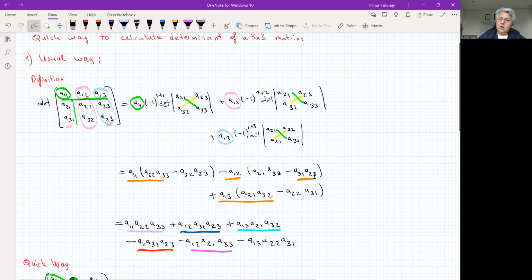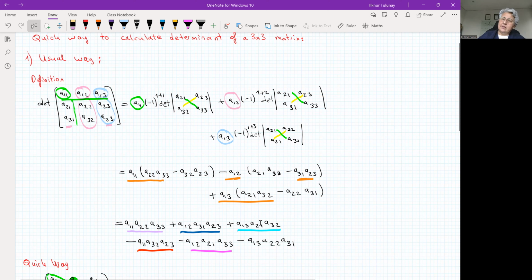Now let's get the positive ones in one place and negative ones in one place. That's the next step that I've done here. So this is positive A11, A22, A33, yeah? And then this minus times this, that will be positive. This is A12, A31, A23. That's that guy. Then we have A13, A21, A32. This guy, which is this one here, is the positive ones.